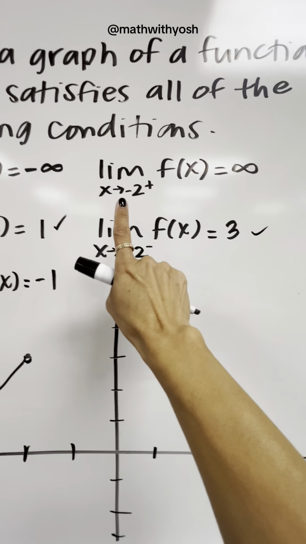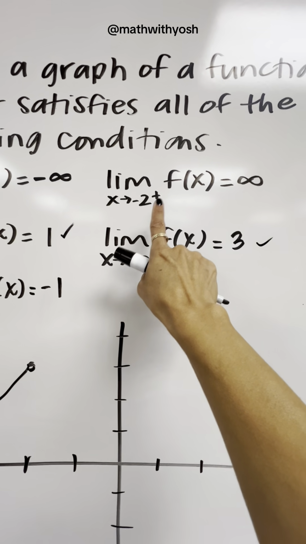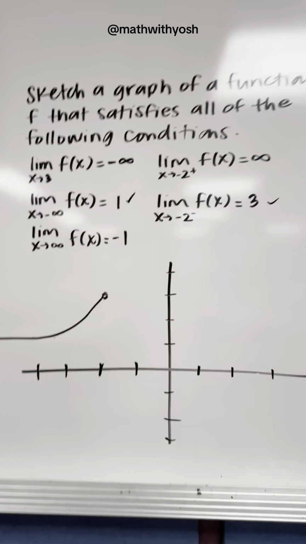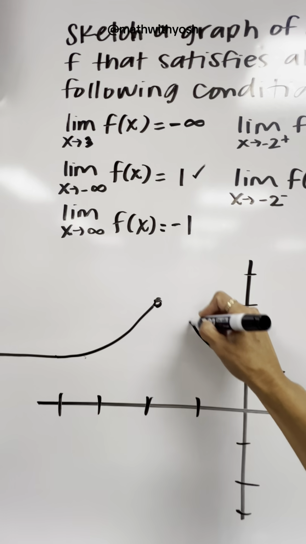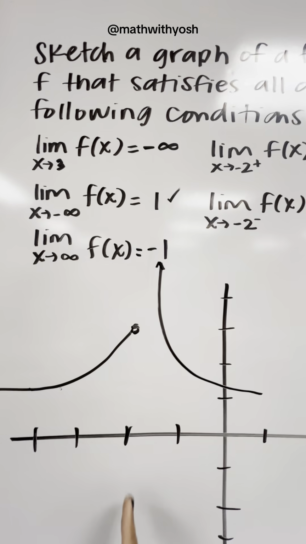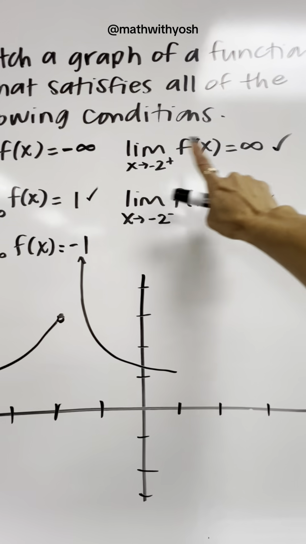That done. And next we have the limit as x approaches -2 from the right of f equals positive infinity. So if here's -2, it just means from the right side, the graph is going to go up along this vertical asymptote. So now we have that done.